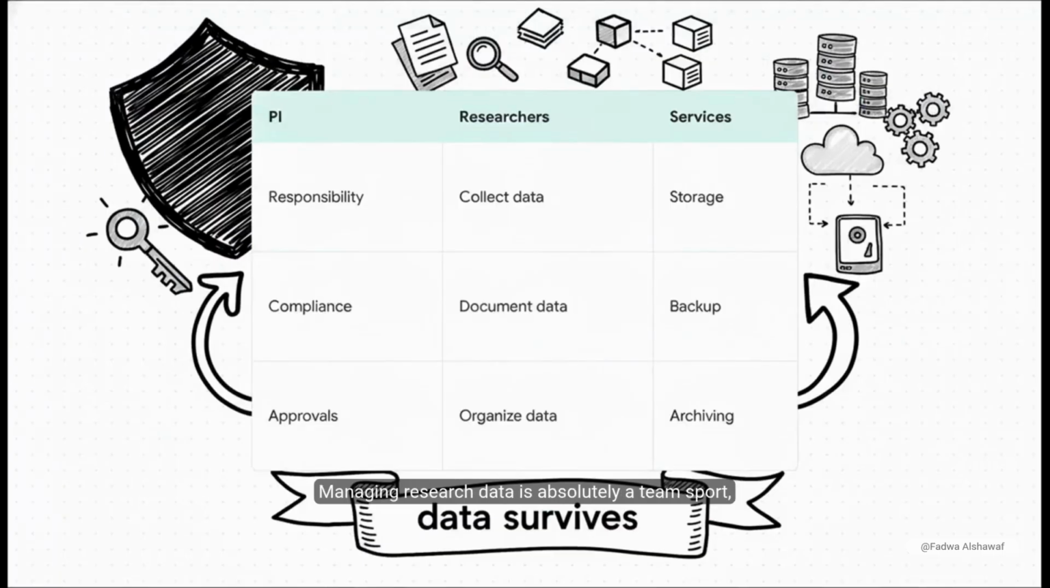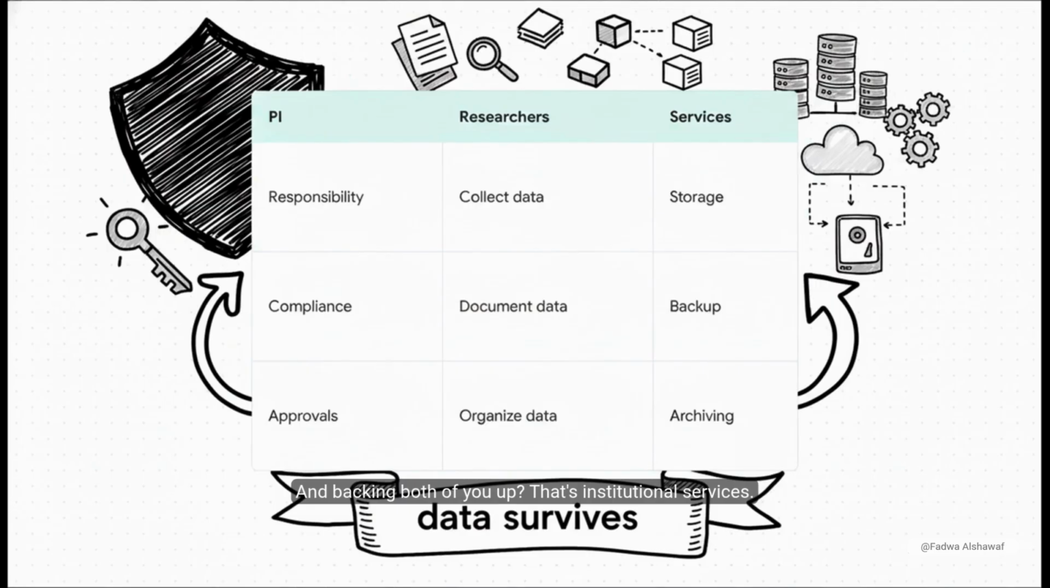Managing research data is absolutely a team sport, and it operates within a distinct ecosystem. Look at it this way. As a researcher, your day-to-day job is to collect, document, and organize the data following the practices you all agreed on. But your principal investigator, the PI, they hold the overall responsibility. They're the ones ensuring all the legal, ethical, and funder requirements are met. And they approve the final decisions on data sharing.